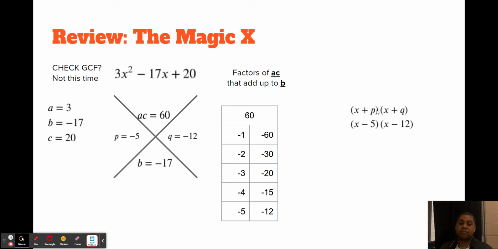Then I take that x plus P, x plus Q. These are going to be my binomial factors. I plug in P, I plug in Q. They become negative because they're both negative over here. Divide and slide was the next step, if you remember that one. Divide everything by A. Simplify the fractions if you can. Here we can, here we can't. And then slide the denominator up front if we still have one, which here we do. So we end up with 3x minus 5 times x minus 4.